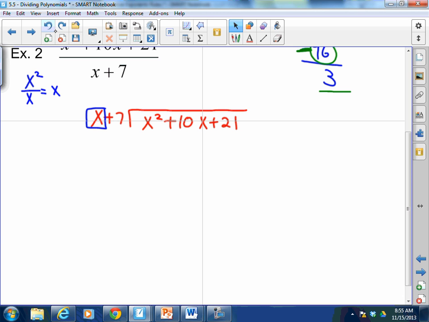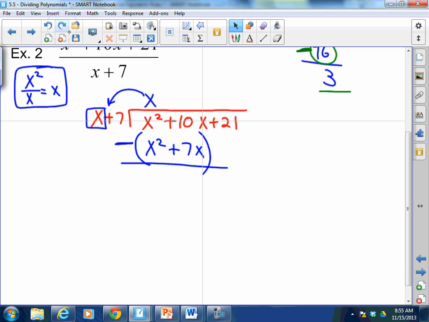Now we're going to do it from the beginning. How many times does x go into x squared? X times. I'm going to multiply that times the binomial. Then I'm going to subtract the product. Then I'm going to distribute that negative. Then the first terms must cancel. Okay, they must cancel. They have to. If not, you messed up.